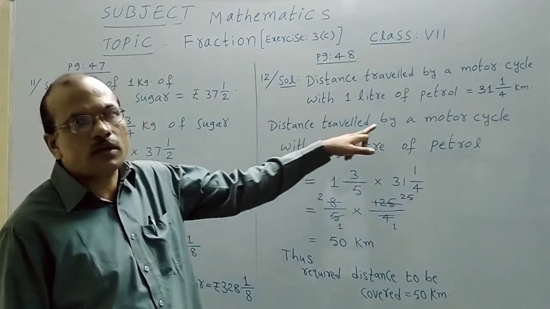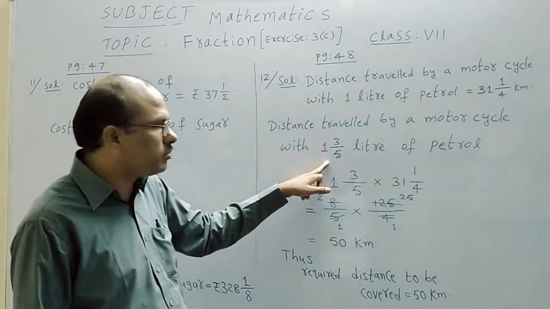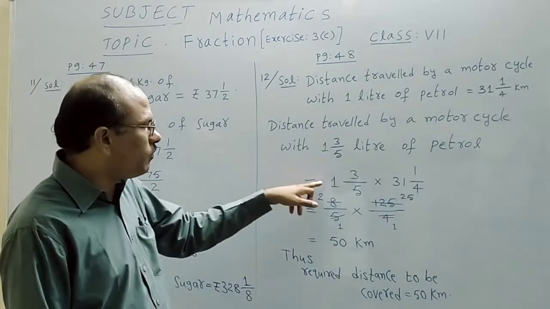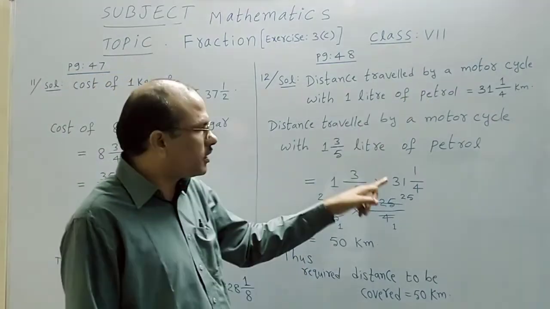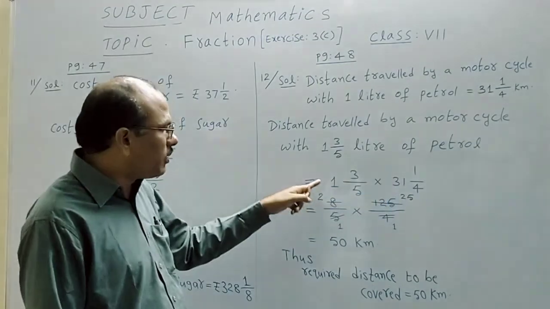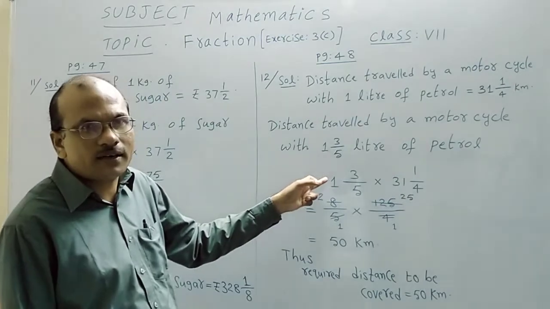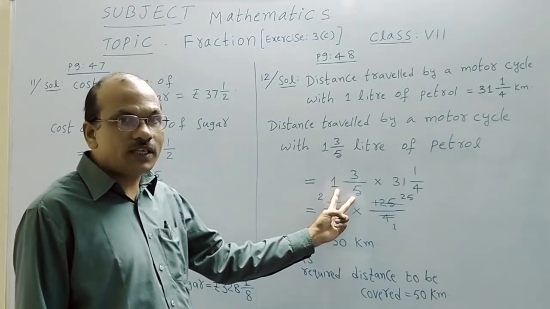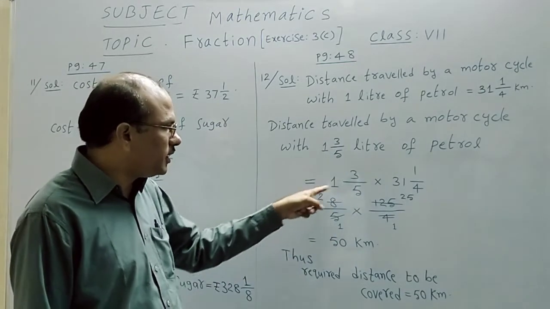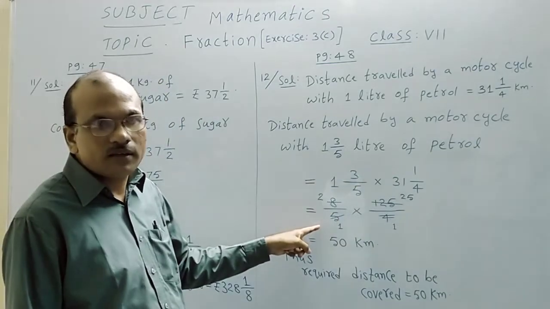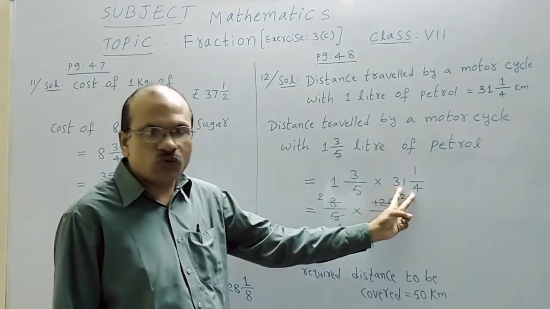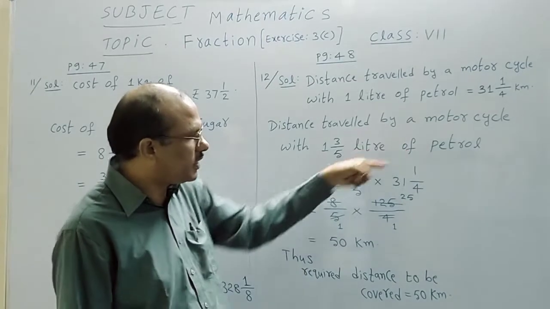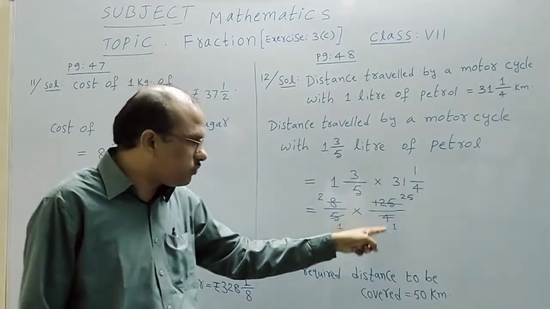Now the distance travelled by the same motorcycle with 1 3 by 5 liter of petrol is just multiplication like our example. 1 3 by 5 should multiply with 31 1 by 4 kilometers. 1 3 by 5 is a mixed fraction, so we have to convert it to an improper fraction. 1 5 is 5, 5 plus 3 is 8, 8 by 5, into 31 4s are 124, 124 plus 1, 125 by 4.